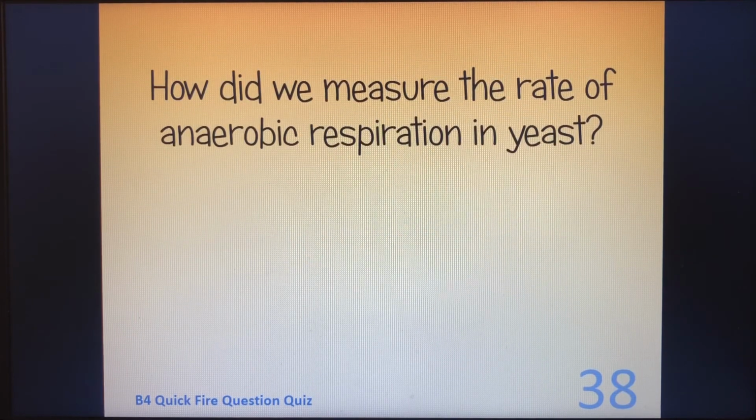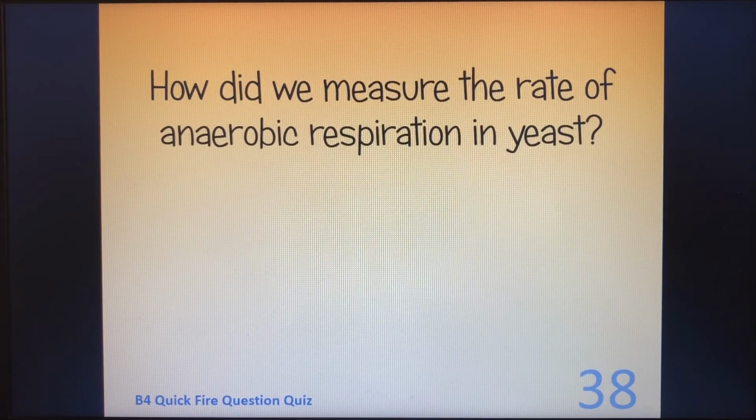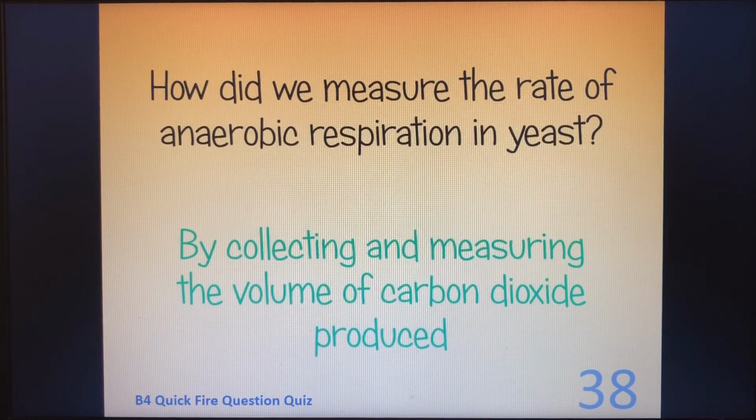Question 38. How do we measure the rate of anaerobic respiration in yeast? How do we measure the rate of anaerobic respiration in yeast? We usually look at how quickly a product is made or how quickly a reactant is used up. What did we do in this particular experiment? And the answer is by collecting and measuring the volume of carbon dioxide produced. And that was produced by the yeast. So lots of carbon dioxide produced. We knew that there was a fast rate of anaerobic respiration, small amount produced, slow rate of anaerobic respiration.